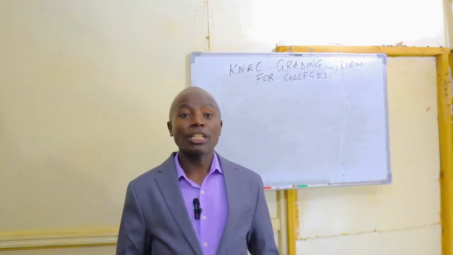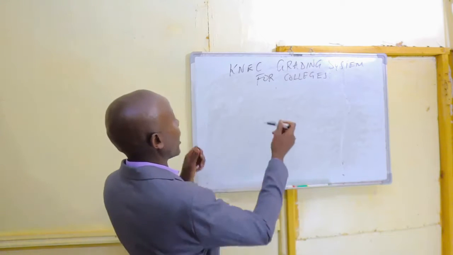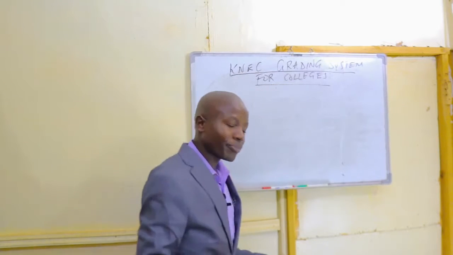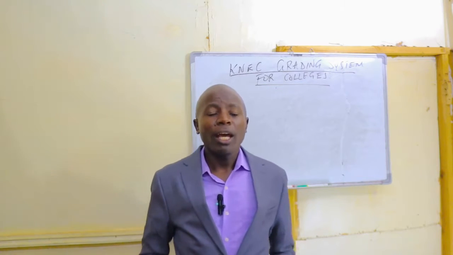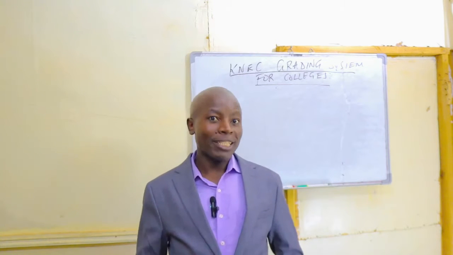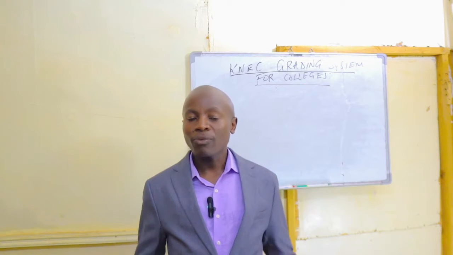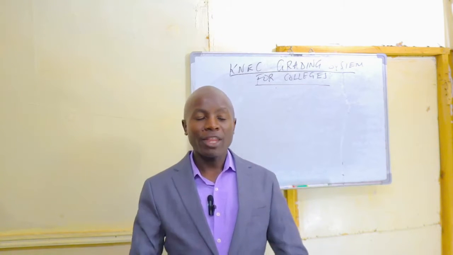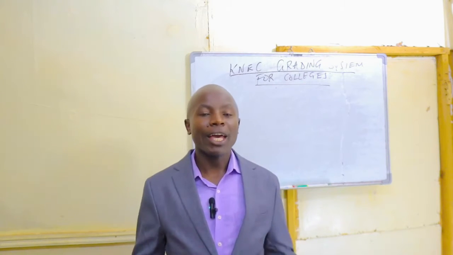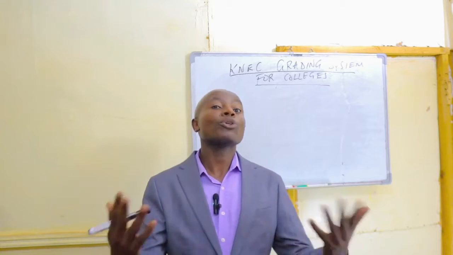Is quite of interest to some of the students who are following us here, and that is the KNEC grading system for colleges. So, if you are doing a KNEC course in college and the results have just been released, or you are expecting the results soon, you may be interested in knowing how they grade you. How do they arrive at the pass? How do they arrive at the distinction? How do they arrive at the credit? How do they arrive at a refer? And how do they arrive at a fail? So that you can know where you are, and what to do if you have been referred.